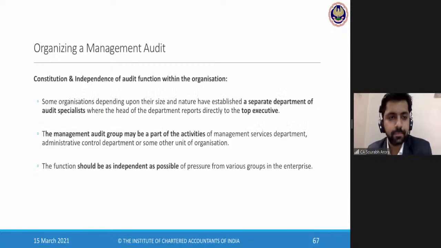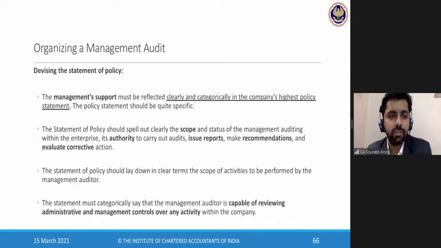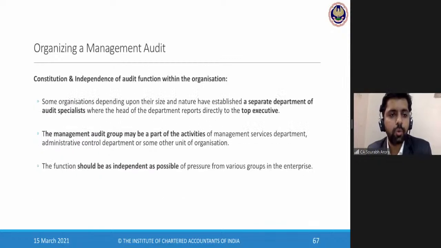and you don't need to refer to any other thing. Second point is in organizing a management audit. So first point is devising the statement of policy. Second point is constitution and independence of audit function within the organization.